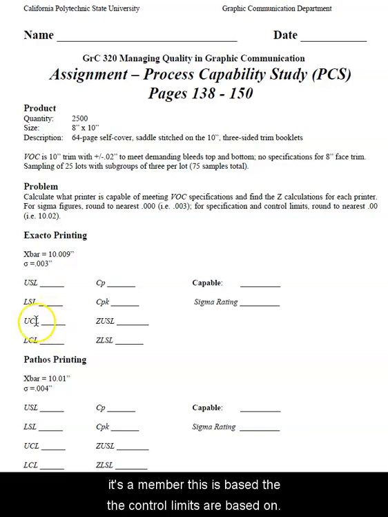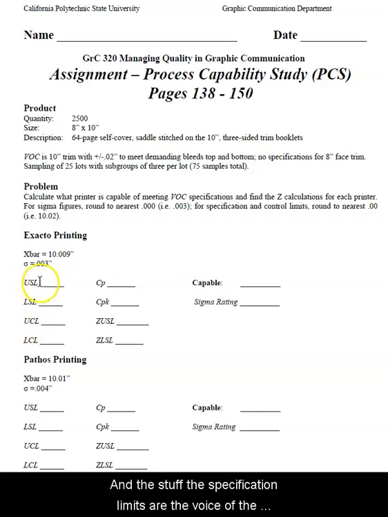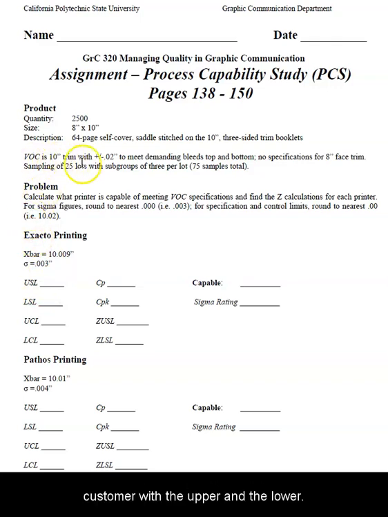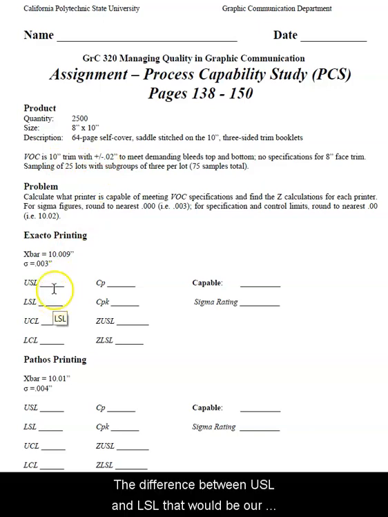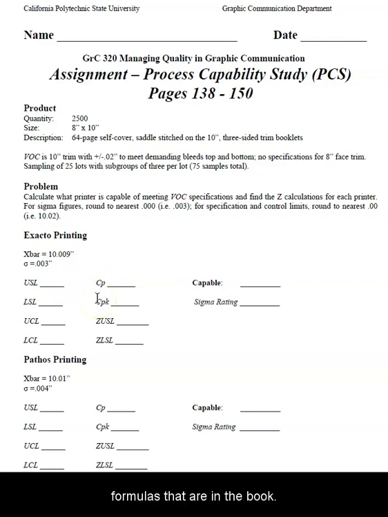So remember, the control limits are based statistically on plus or minus 3 standard deviations from the mean, or the average. And the specification limits are the voice of the customer, with the upper and the lower specification width. So the difference between the USL and the LSL would be our specification width. The Cp and the Cpk, you're going to use the formulas that are in the book to compute those.